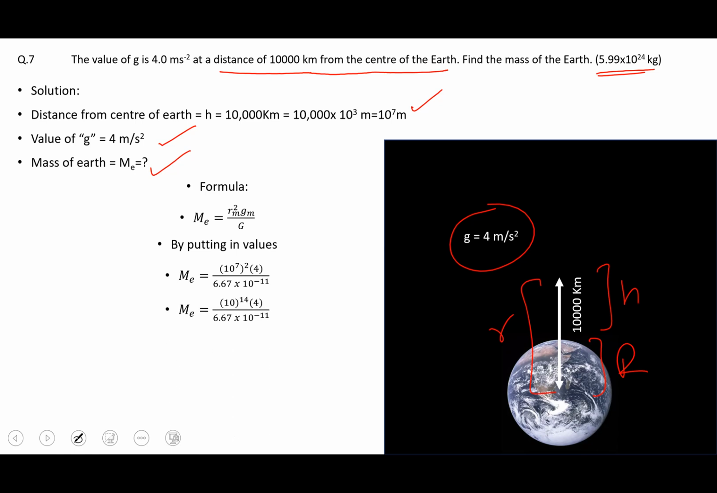When we solve it, we'll get 10 to the power 14, because 7 multiplied by 2 is 14. Here we go, and the value of 4 as it is, the value of G is 6.67 into 10 to the power minus 11. So we get approximately 0.599 into 10 to the power 14 into 10 to the power 11. We get basically in this case 0.599 into 10 to the power 25. So in this case, we are going to say that it is approximately 25.